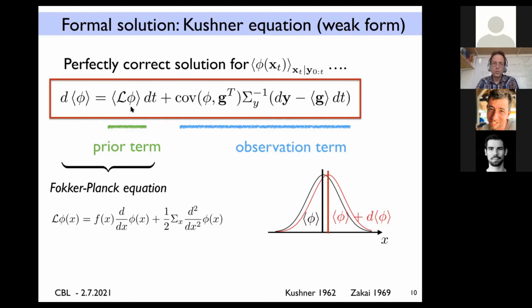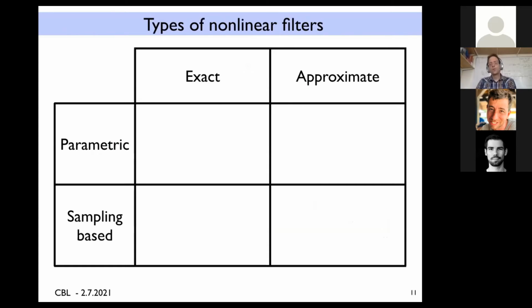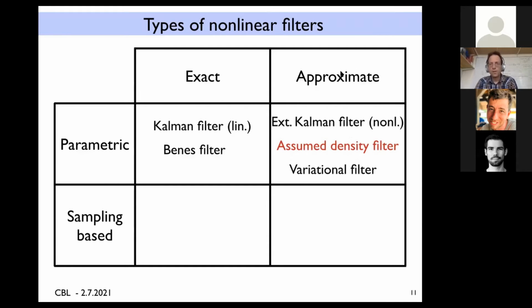So yes, the problem is not closed except in very specific situations, let's say the Kalman filter, where all functions are linear. Okay, so because we cannot use this Kushner-Stratonovich equation as such, you have to rely on some form of approximation. So I just classified the existing nonlinear filters. So for example, the Kalman filter is a parametric filter. It is exact, but it works only in the linear case. You also have approximate filters, like the extended Kalman filter, or the assumed density filter, or the variational filter.